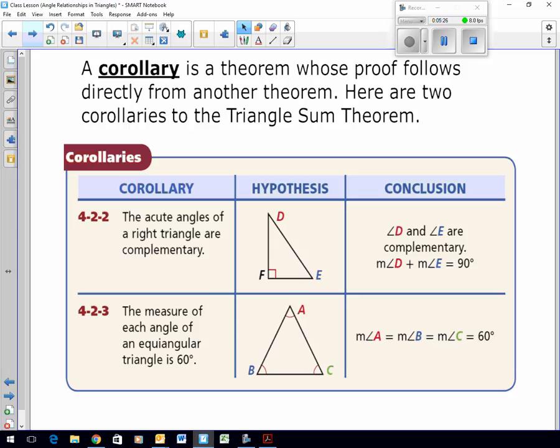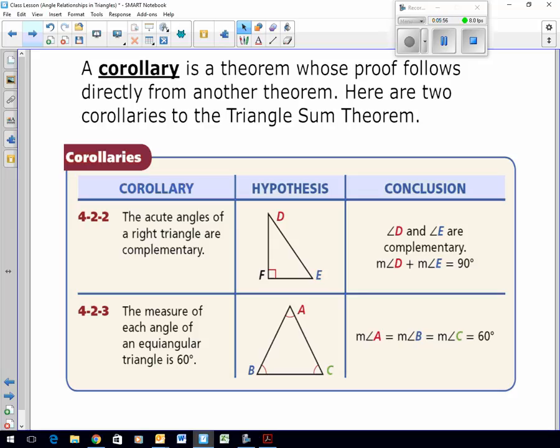A corollary is a theorem whose proof follows directly from another theorem. So I gave you 2 corollaries to our triangle sum theorem. Corollary numero uno. That's 1 for those of you that don't speak Spanish. The acute angles of a right triangle are complementary.